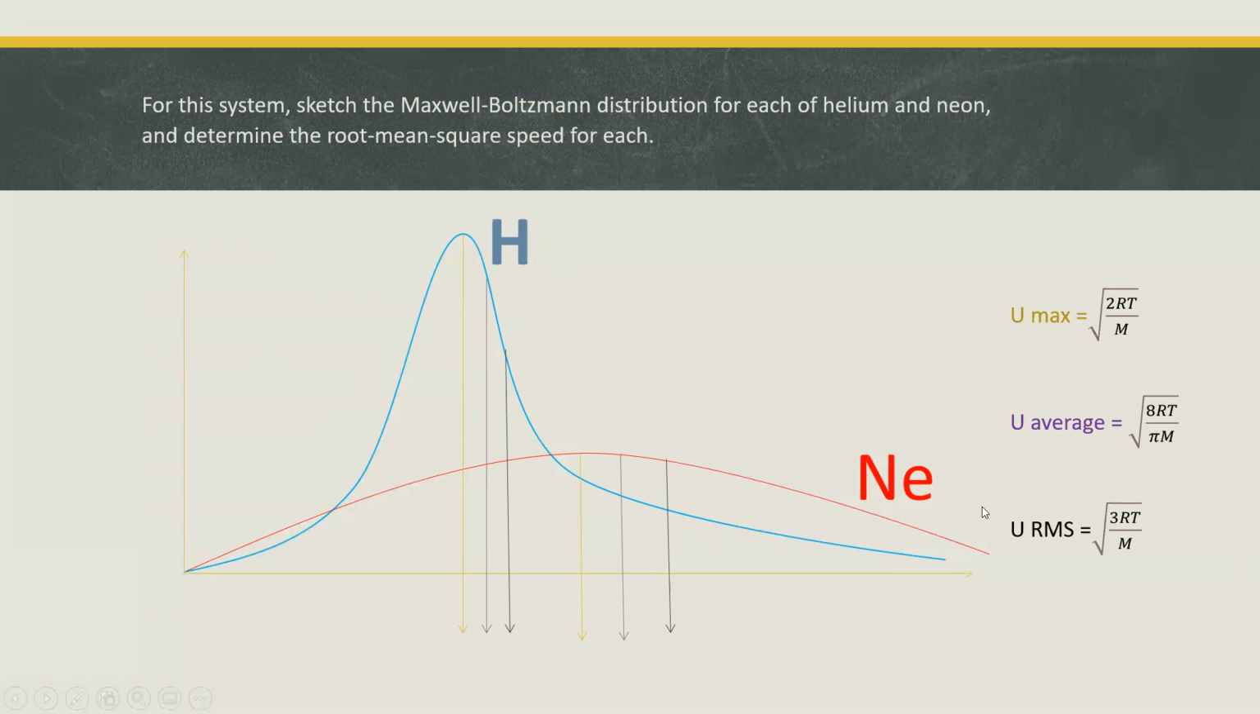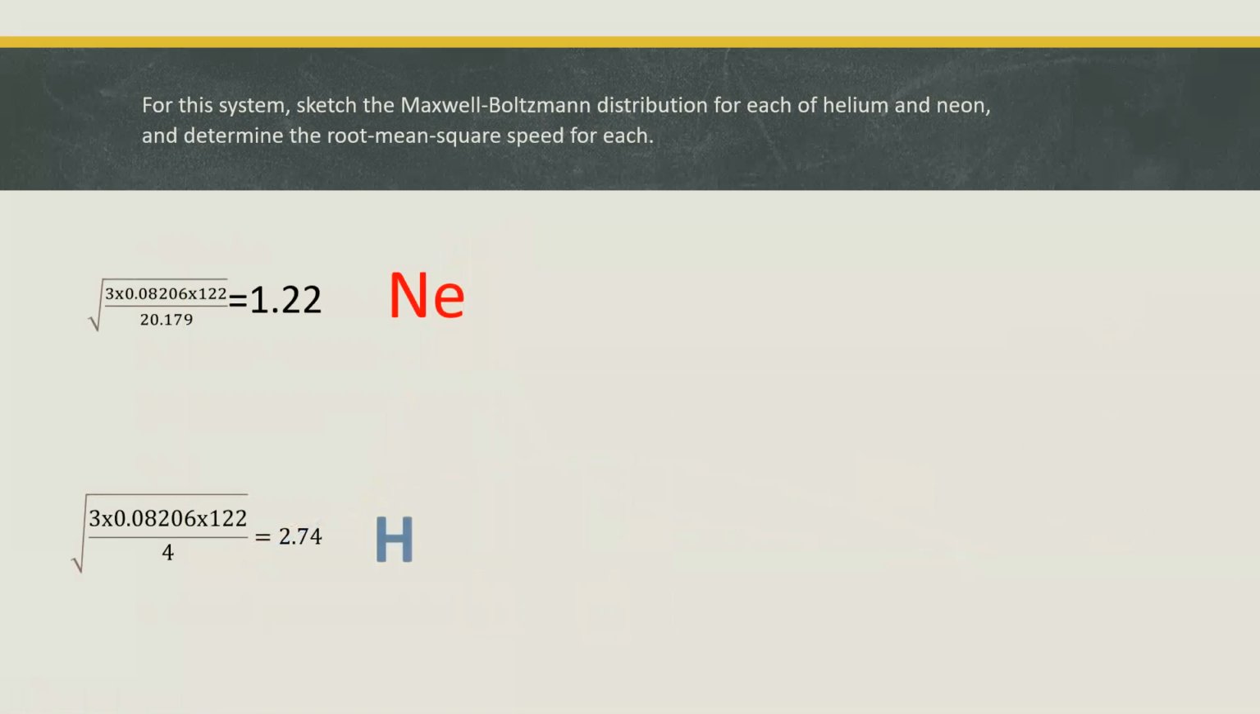Then we would have the root mean squared, which is here, as you can see with the black arrows. Now, to work it out, I've written all the formulas here, but we only need the root mean squared, which is this one here. So let's look at that more in depth. I've worked it out for neon and helium. So we've put in the decimeter cubed, we've put in the constant, we've put in the temperature, and we've put in the MR.